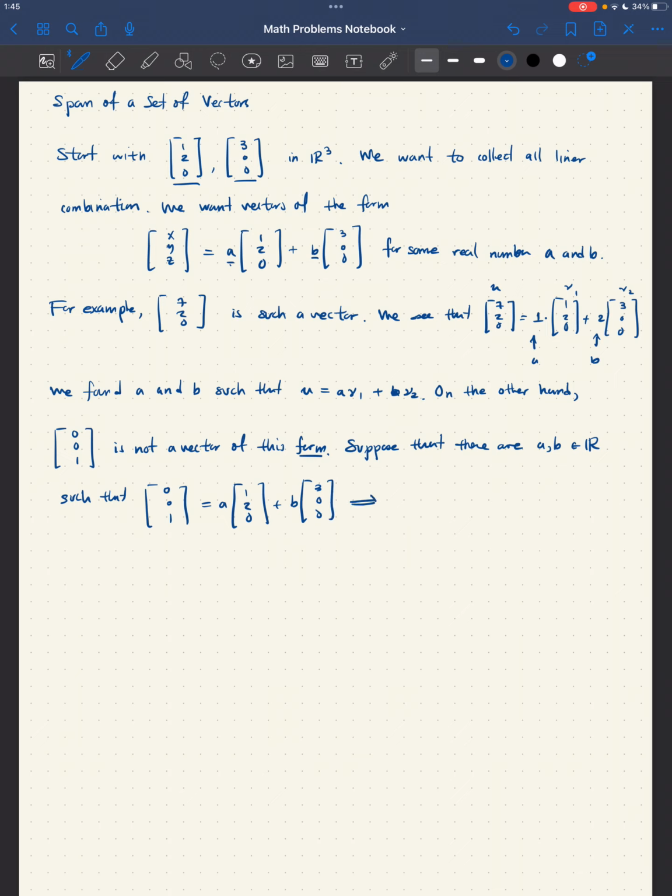Of course, this induces a system of linear equations. What is that system? Well, it is this: a plus 3b equal to 0, and 2a plus 0b equal to 0, and 0a plus 0b equal to 1. But look at this last equation, that says that 0 is equal to 1. What we have is an inconsistent system. We arrived at a contradiction. A contradiction on what? A contradiction on the assumption that there are such numbers a and b that make this happen.